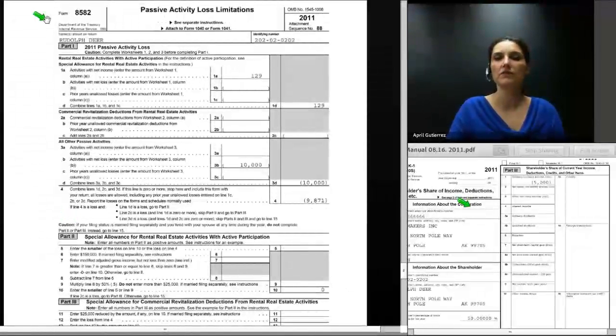This form is used when passive activity loss limits are in effect, and the amount of loss that he had for the year is $10,000, and the amount of passive income he had for the year is $129. So we enter the passive loss on line 3B, his passive income on line 1A, and on line 4 we have the disallowed loss for the year of $98.71. That will carry forward to 2012.